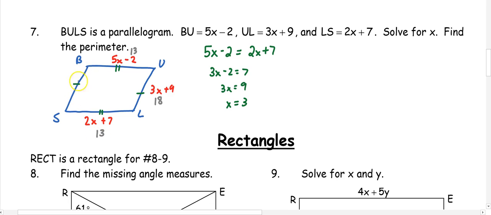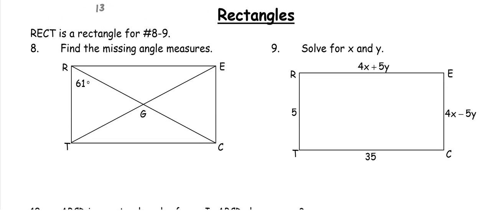And this other side, SB, doesn't have a length. But remember, our opposite sides are congruent, so this is also 18. So to get the perimeter, we would add 13 plus 18 plus 13 plus 18. And when we add those together, we get 62.